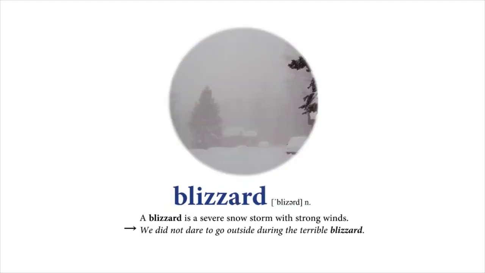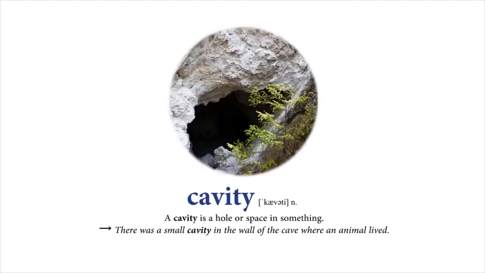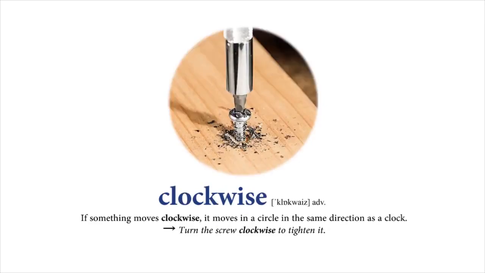Blizzard. A blizzard is a severe snowstorm with strong winds. We did not dare to go outside during the terrible blizzard. Cavity. A cavity is a hole or space in something. There was a small cavity in the wall of the cave where an animal lived. Clockwise. If something moves clockwise, it moves in a circle in the same direction as a clock. Turn the screw clockwise to tighten it.